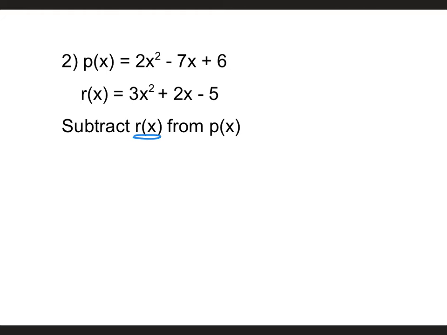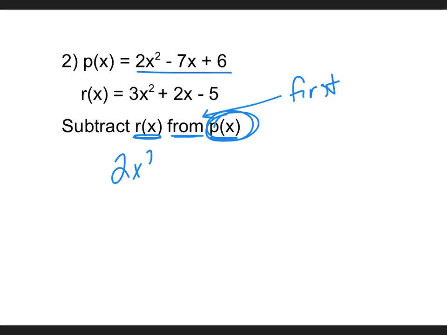Subtract Rx from Px. So if I want to take away from Px, that means this word from means the next thing that comes after has to be first. So whatever comes after from is first. So P of x is here, so that's the one that's going first. So 2x squared minus 7x plus 6. I'm subtracting, so I kept this the same. I'm changing subtraction to addition, and the sign of each one of these, the second one, is going to change.